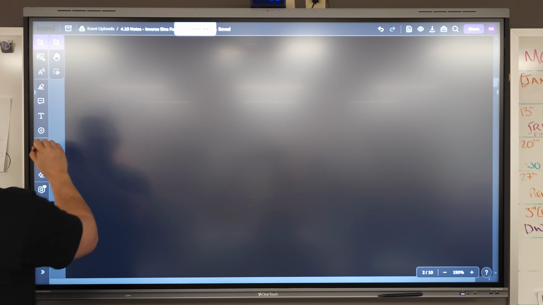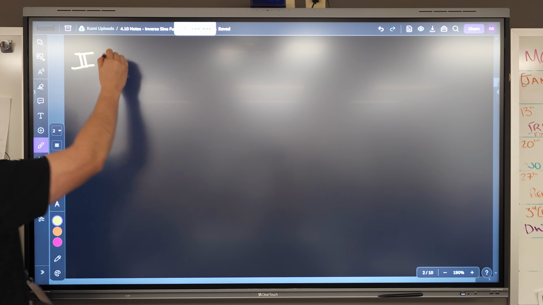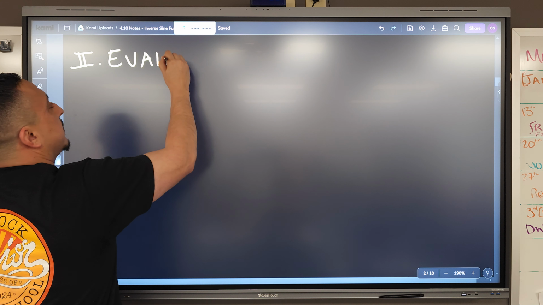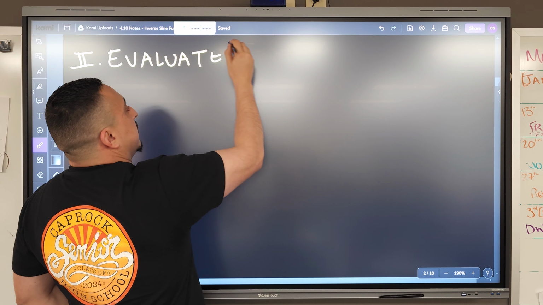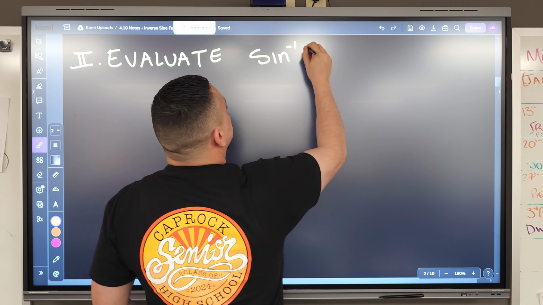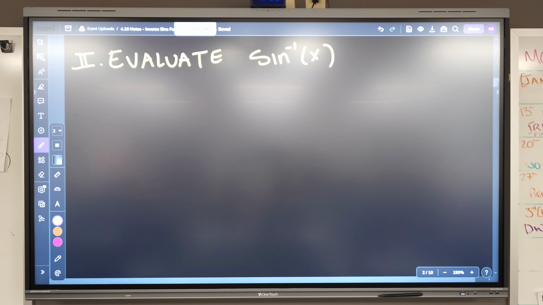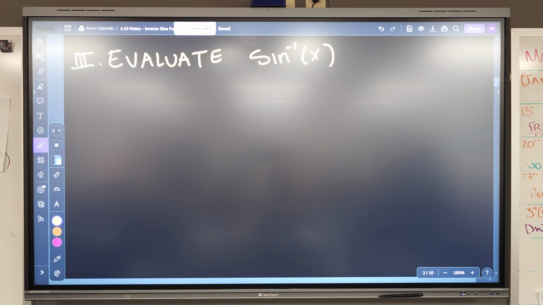Okay, so here we go. Number 2. We're going to evaluate inverse sine. So we're going to evaluate a function. We're going to evaluate certain values. Wouldn't that be 3? It might be 3. You're probably right.